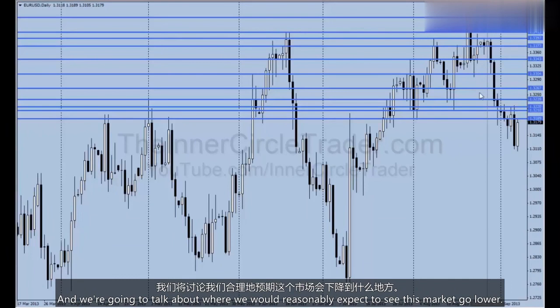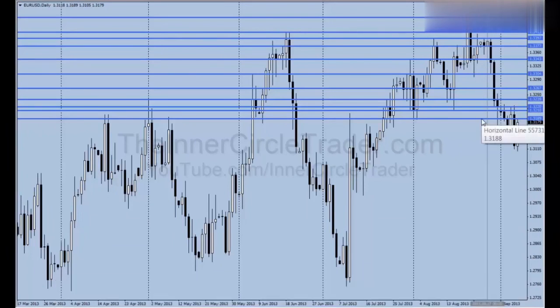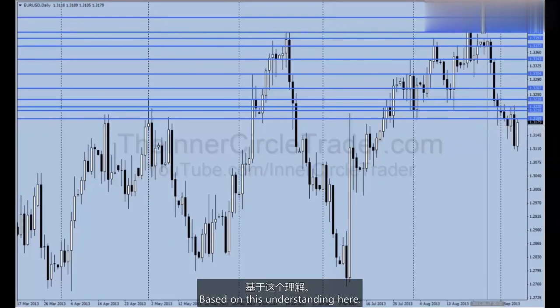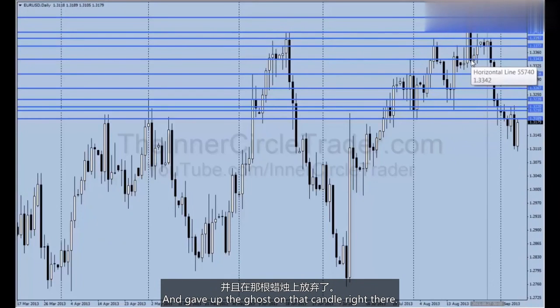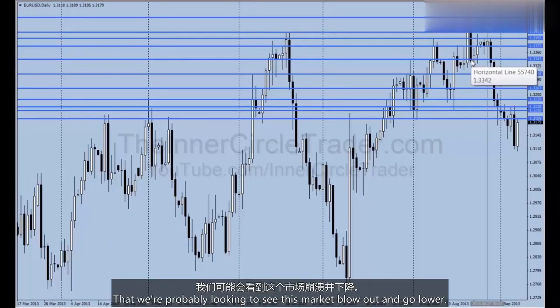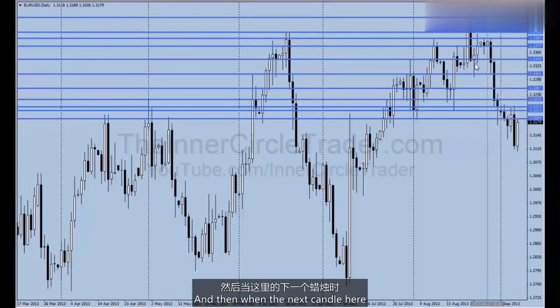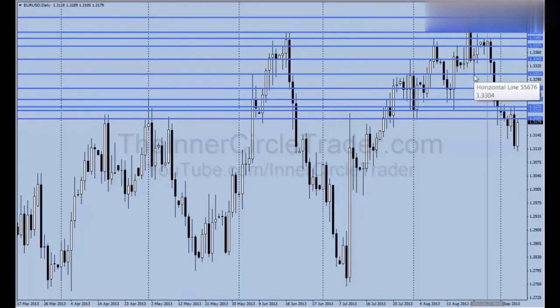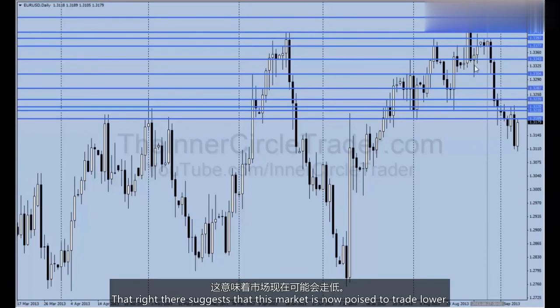And we're going to talk about where we would be reasonably expecting to see this market go lower, based on this understanding here. But looking at this high here, when we ran through that and gave up the ghost on that candle right there, that was the fate sealer for me that we're probably looking to see this market blow out and go lower. And then when the next candle here took out the lows prior to that rally, that right there is a break in market structure. That right there suggests that this market is now poised to trade lower.